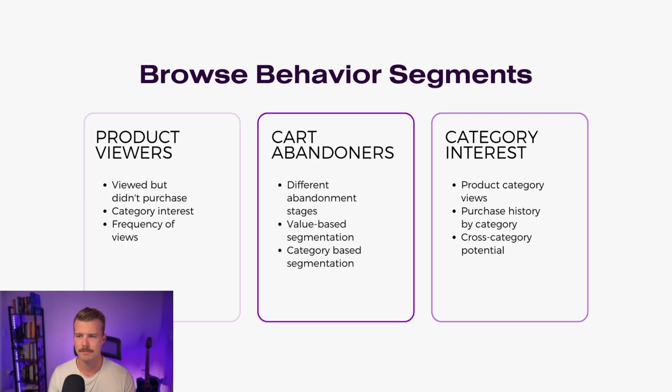Cart abandoners, a little bit different, but really, again, what you can do here is look at maybe the value that people have added to cart. You could look at different categories. For different categories of your products, you might have different objections that people have. So there's a lot that you can do here. And then same thing with categories.